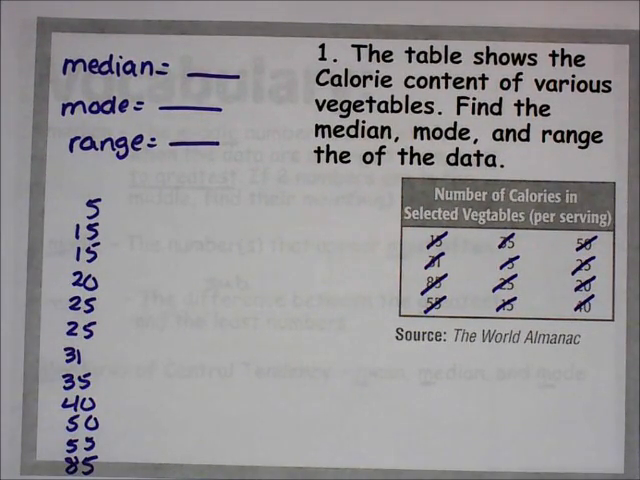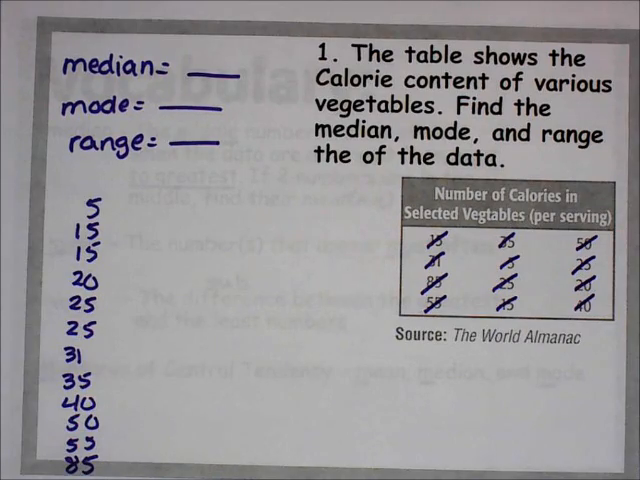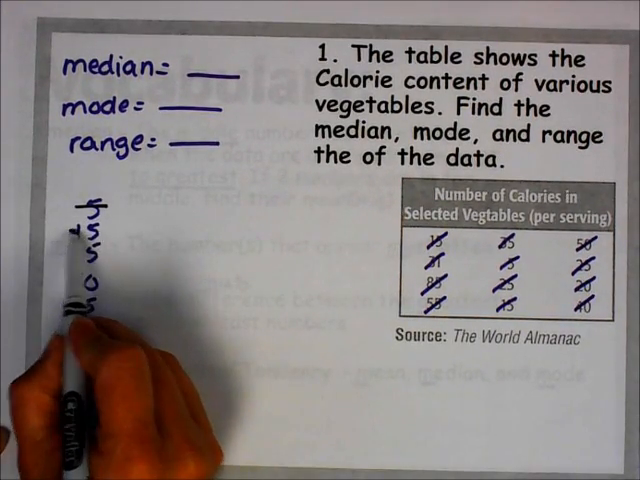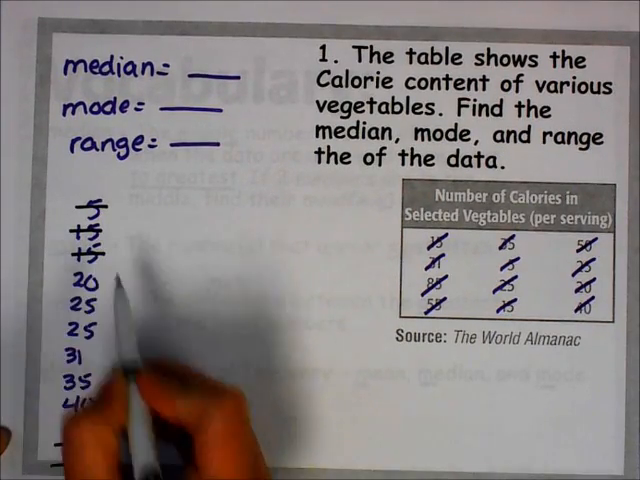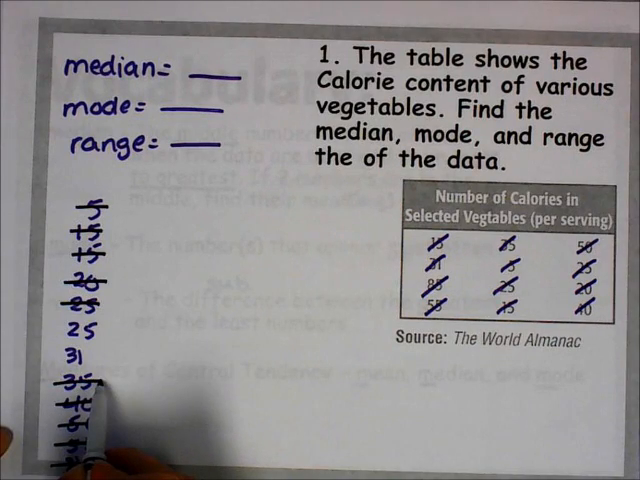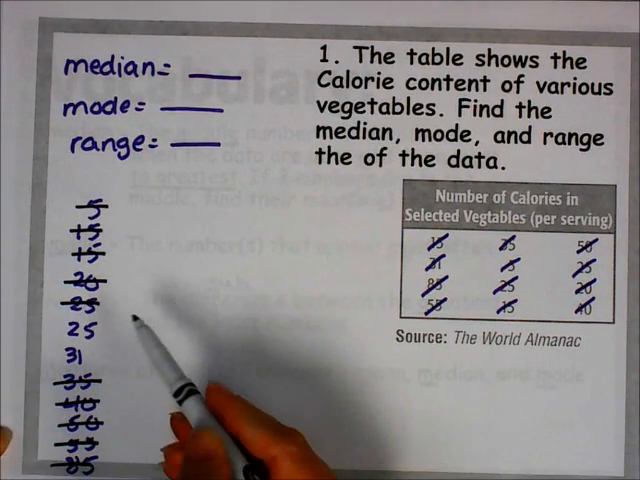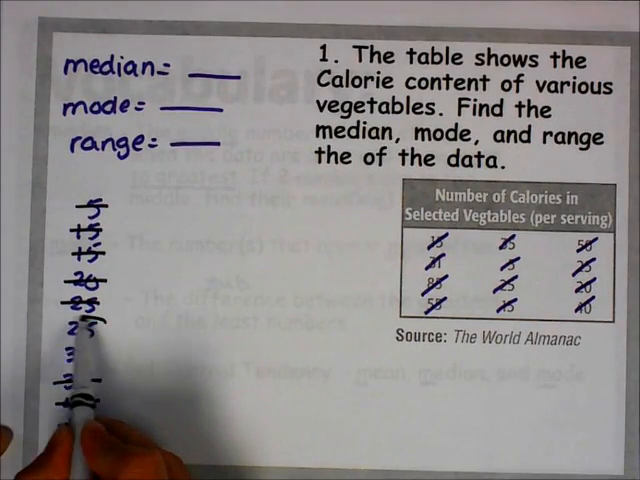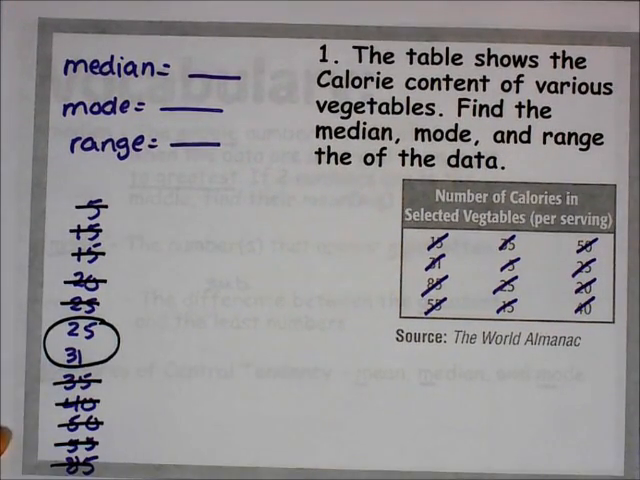Now that I have put all of my data in order from least to greatest, I need to find the median. In order to find the median, I'm going to start marking a number off the top, a number off the bottom. Top, bottom, top, bottom, top, bottom, top, bottom. Now, if I mark off top and bottom again, I don't have any numbers left. So this means that I have 2 numbers in the middle.